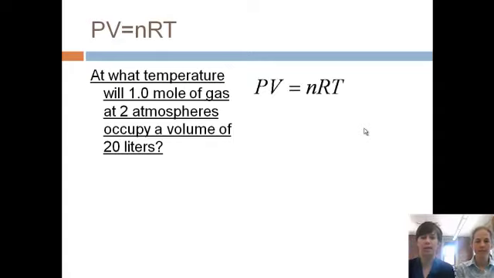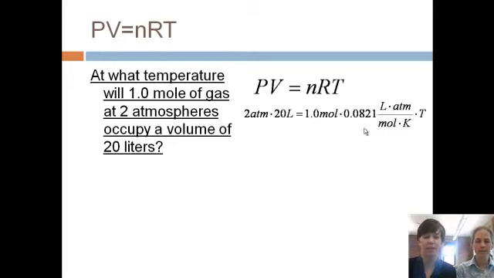So we're going to use the ideal gas law again and plug in. 2 atmospheres is our pressure, 20 liters is the volume, and it's already in liters, so no need to convert. Our number of moles is 1, R is always 0.0821, and we don't know what the temperature is. That's what the question is asking for, so we'll just leave T in the problem. I'm going to multiply on the left 2 times 20, which gives us 40, and multiplying 1 times 0.0821 gives 0.0821, times T.